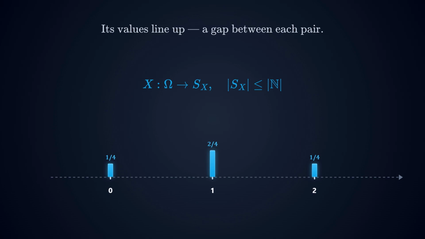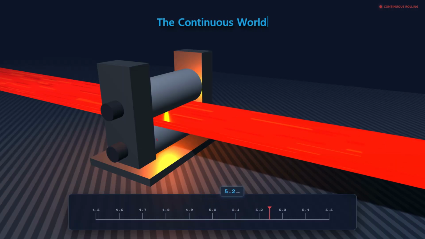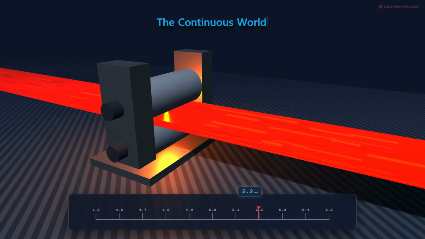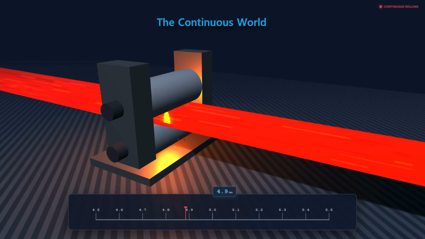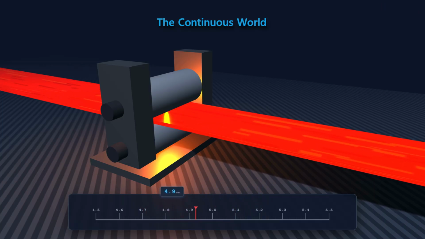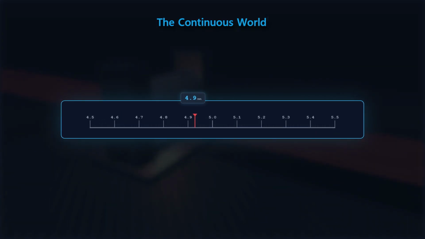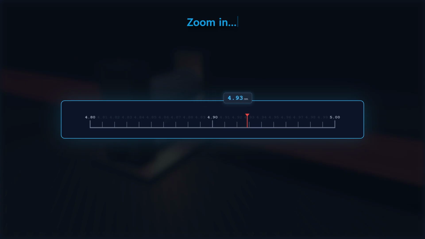To see the contrast, let us visit the opposite world, the continuous one. Picture a rolling mill pressing a sheet of metal with a sensor reading its thickness. Freeze the line and read the gauge. It reads 4.9 millimeters. Now zoom in. Between 4.9 and 5.0, the reading could be 4.93. Zoom again. 4.928. Finer still. 4.9284. No matter how far we magnify, there is always another value squeezed in between.